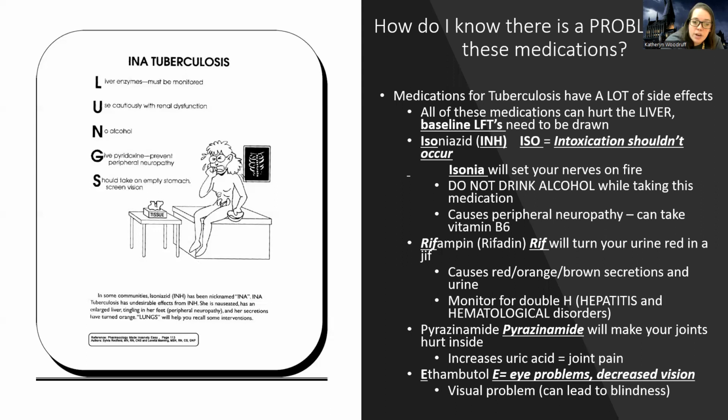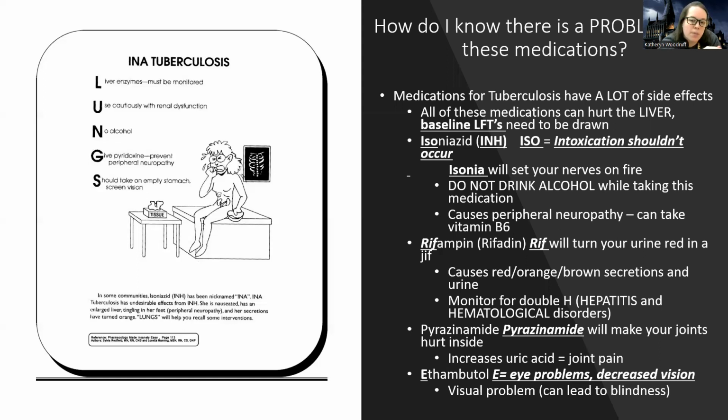But anyway, getting into it, all tuberculosis meds are hard on the liver. So you want to think about needing a baseline liver function test to see where the patient's at, to make sure it's not getting worse. So the first tuberculosis medication is what's known as isoniazid, and again, it's bad for the liver, so don't drink alcohol.